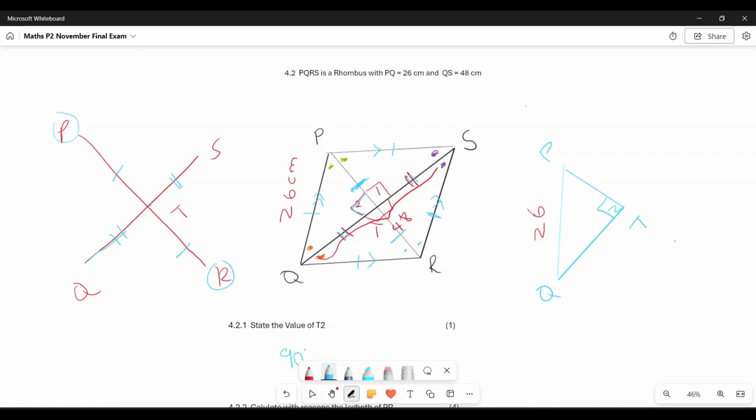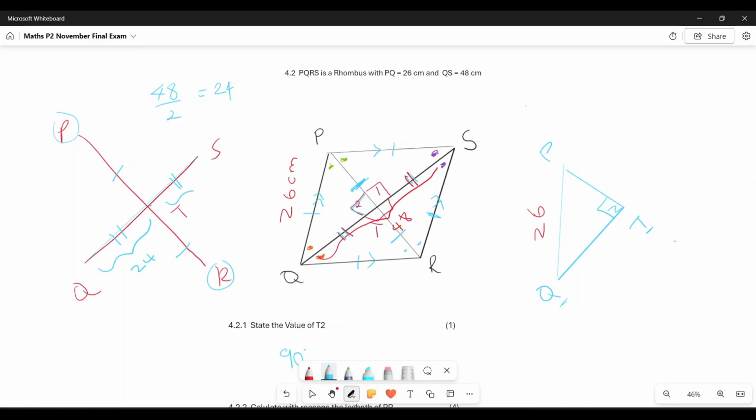So the overall length from Q up until S is 48, meaning that to find the length, remember, I need QT so that I can find PT using the theorem of Pythagoras. To find the length from Q to T, I can just take 48 and divide it by 2. Doing so, 48 divided by 2 is equal to 24. Now, what does this mean? This simply means that the length from Q to T is 24.